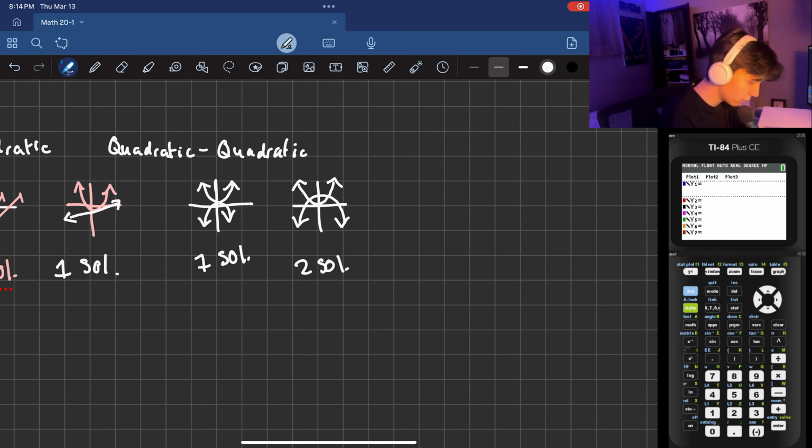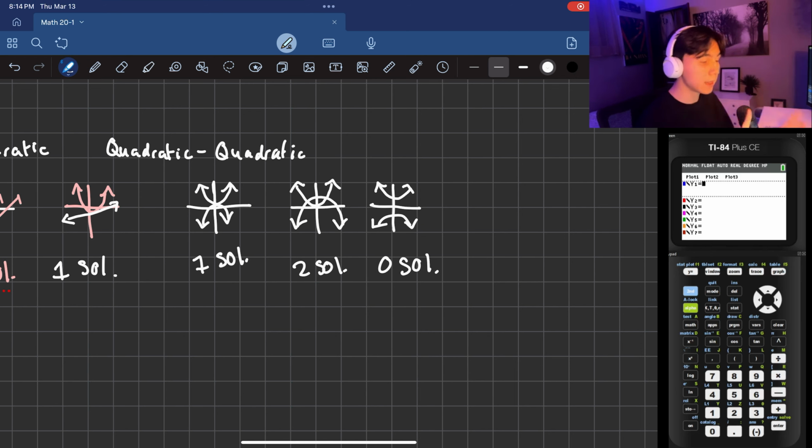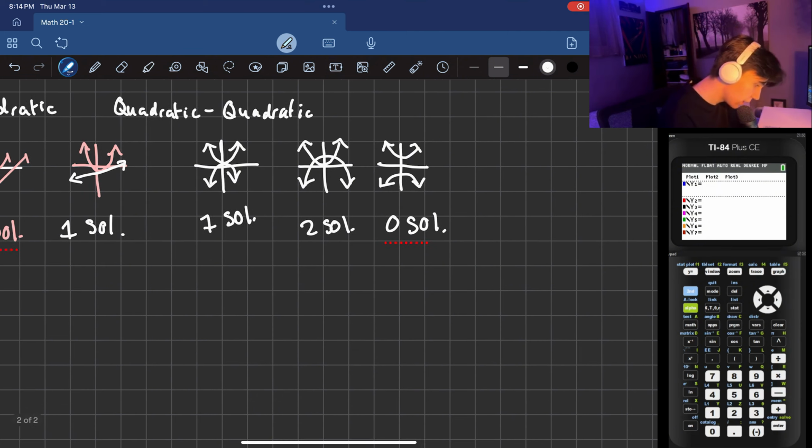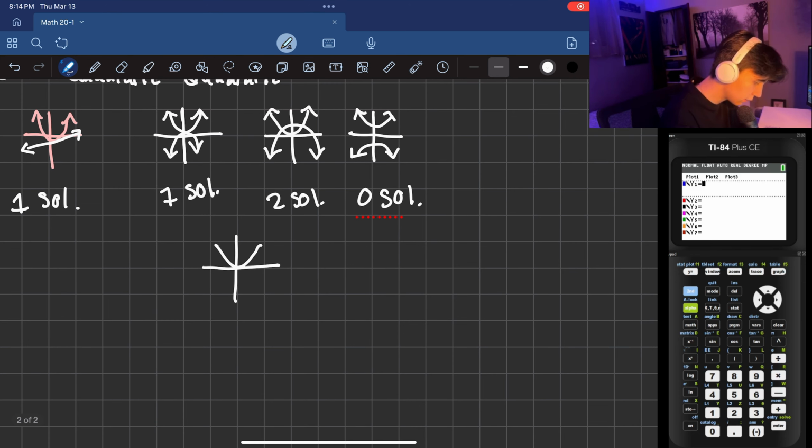And you have the third one where they just completely miss each other and never even intersect, netting you 0 solutions. But there is one last thing that we need to consider. There's also a 4th case where you graph the line and the system overlaps itself, meaning that it creates 2 of the same line. And in that case, we're going to have infinite solutions.